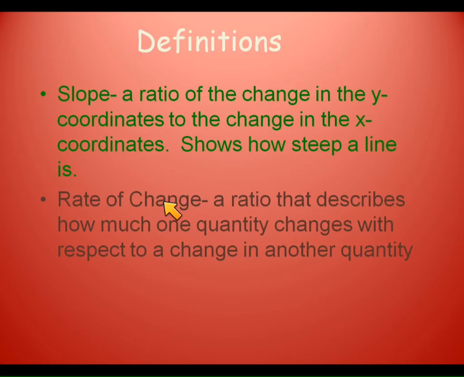What the rate of change is, it's exactly the same, okay? It's just a synonym for slope. It's a ratio that describes how much one quantity changes with respect to another quantity. So how much y changes with respect to x. Rate of change is just another word for slope, okay? There's just different contexts that we use rate of change in.